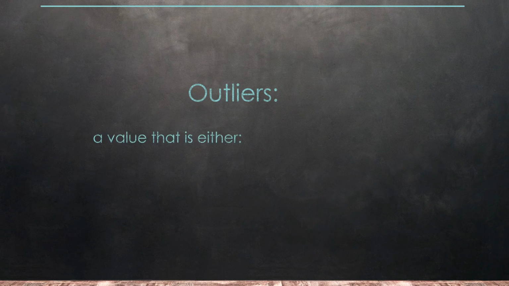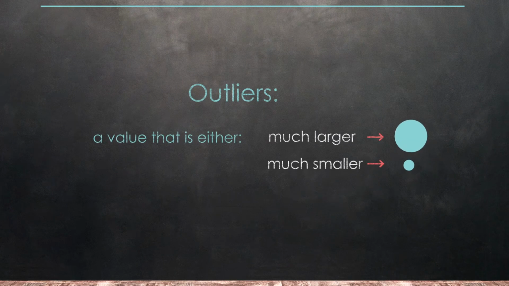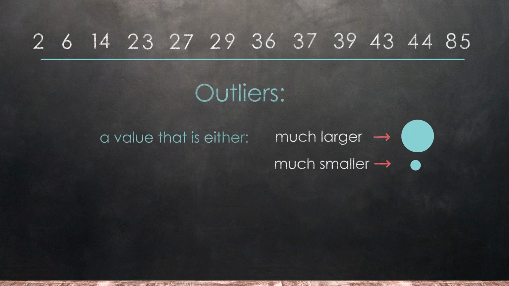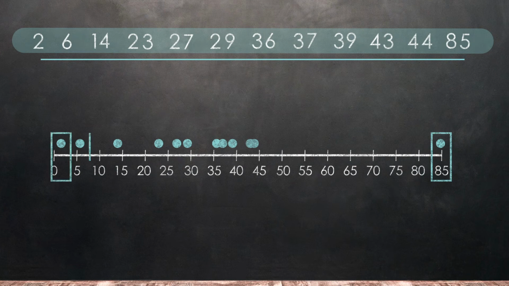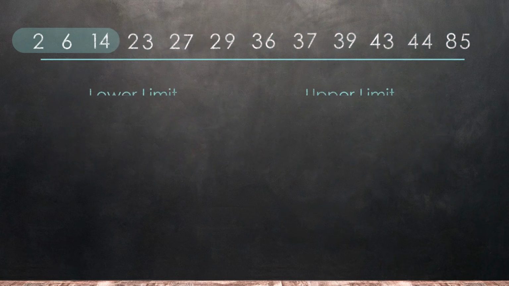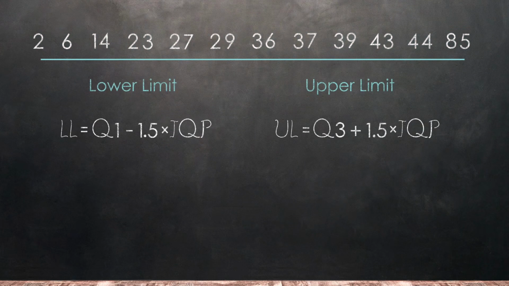An outlier is a value that is either much larger or much smaller than most of the numbers in our set. Let's visualize this by plotting our numbers on a number line. When looking at this visually, we can see that 85 is likely an outlier. 2 or even 6 might be outliers, but we don't know for sure until we confirm the actual upper and lower limits given by the following formulas. A lower outlier is a value that is more than 1.5 times the IQR below Q1, and an upper outlier is a value that is more than 1.5 times the IQR above Q3.